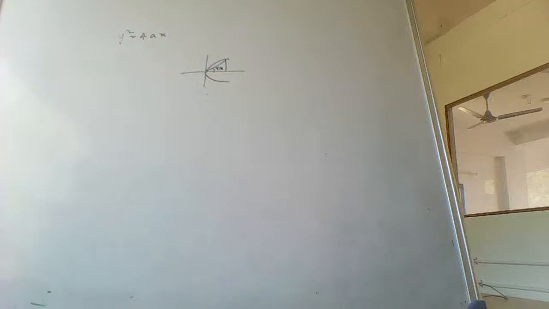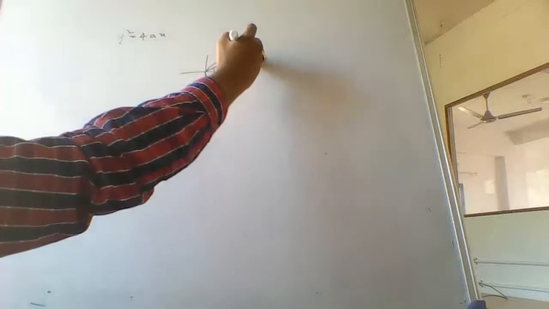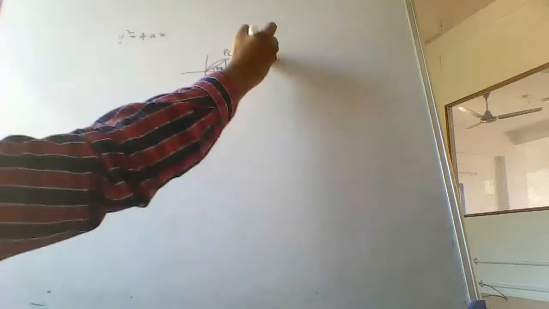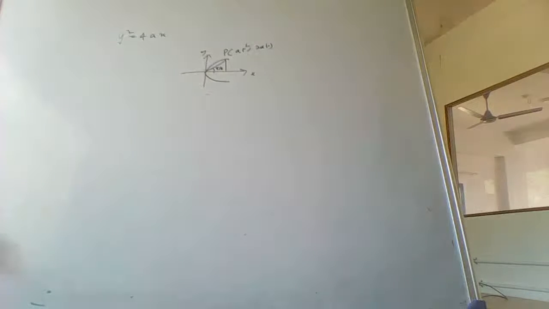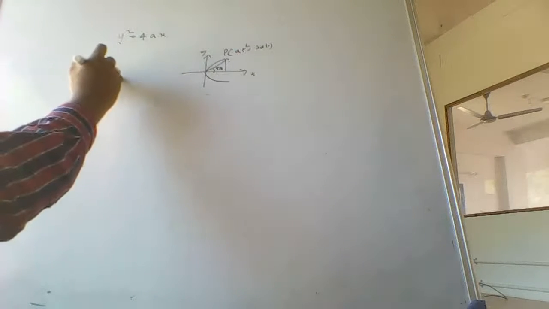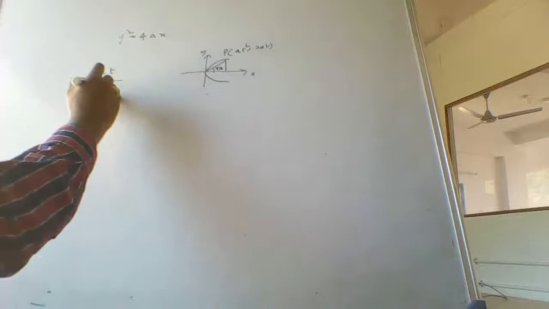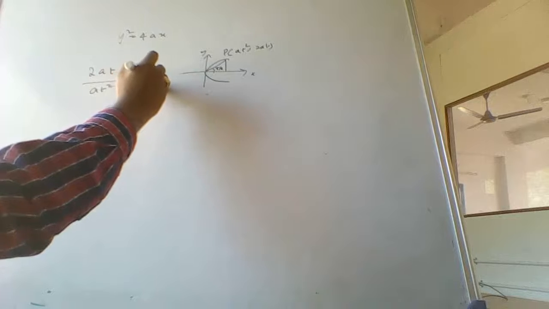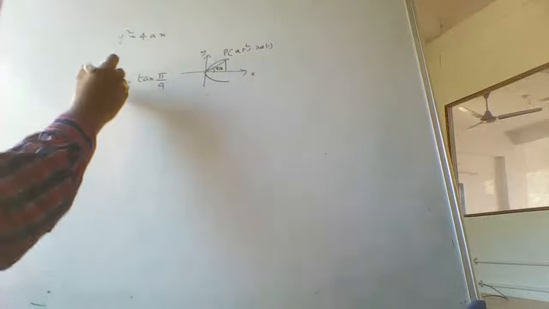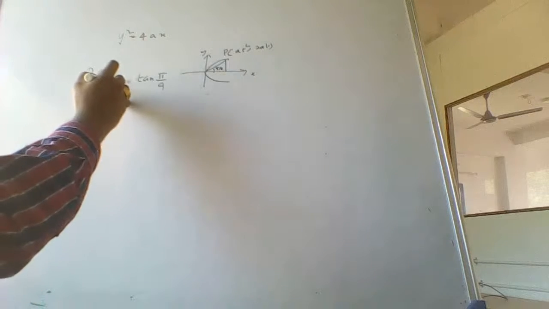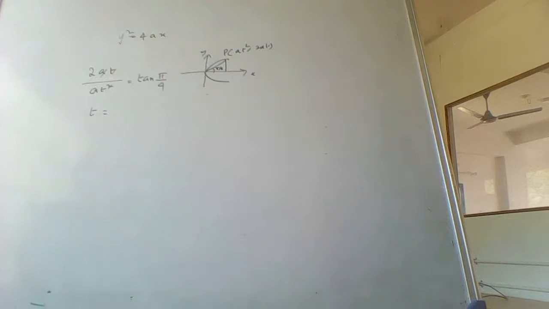The point corresponding to that is P, a t square and 2at, along x and along y. So this is the graph which I have represented now. Now we know that 2at by at square is tan pi by 4. So t will be, when you cancel, a gets cancelled and t gets cancelled, so I get t as 2.